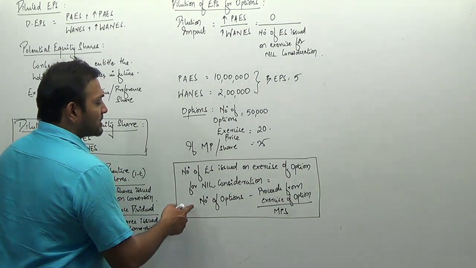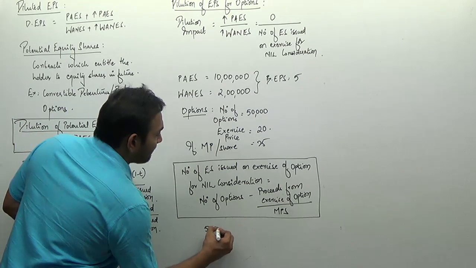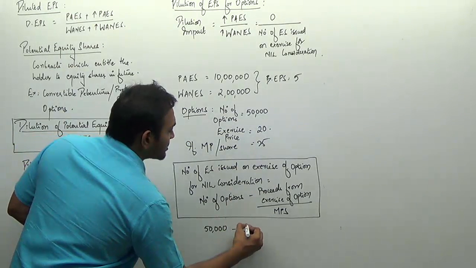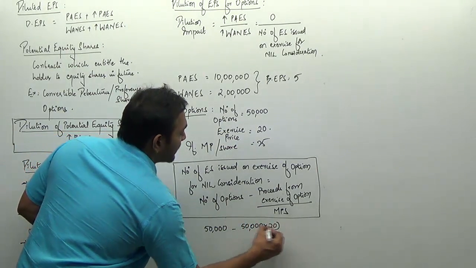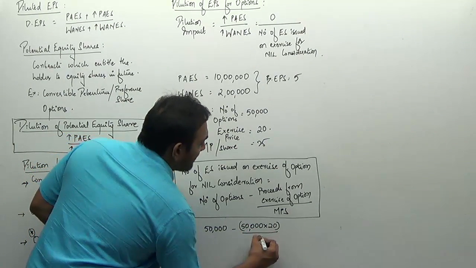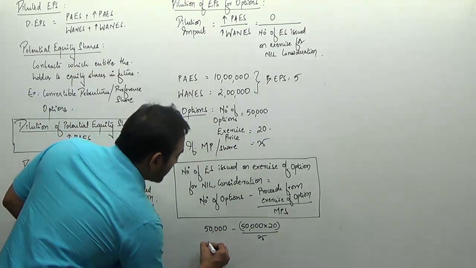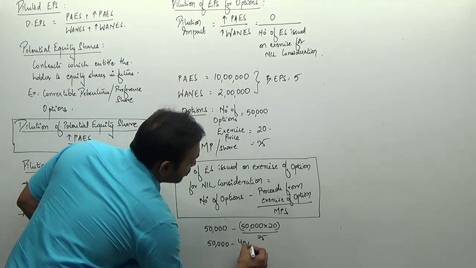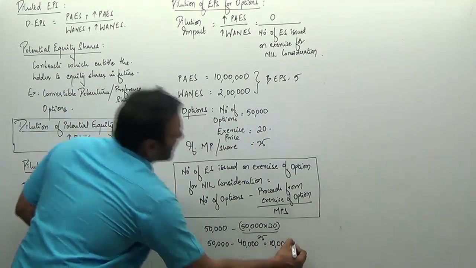Apply. Number of options is equal to total 50,000 minus proceeds from exercise of options. 50,000 options, each one exercised at 20 rupees, divided by market price 25. So this will be 50,000 minus 40,000. So your dilution will only be calculated based on 10,000.